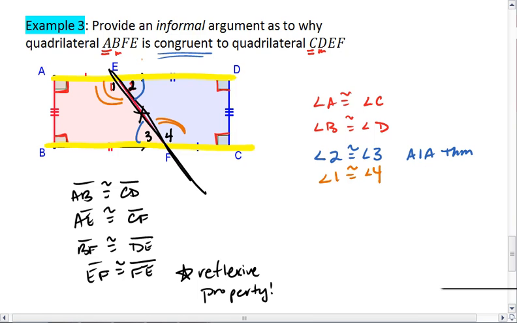Thus, I have shown that quadrilateral ABFE is congruent to quadrilateral CDEF because all the corresponding sides and all the corresponding angles are congruent.